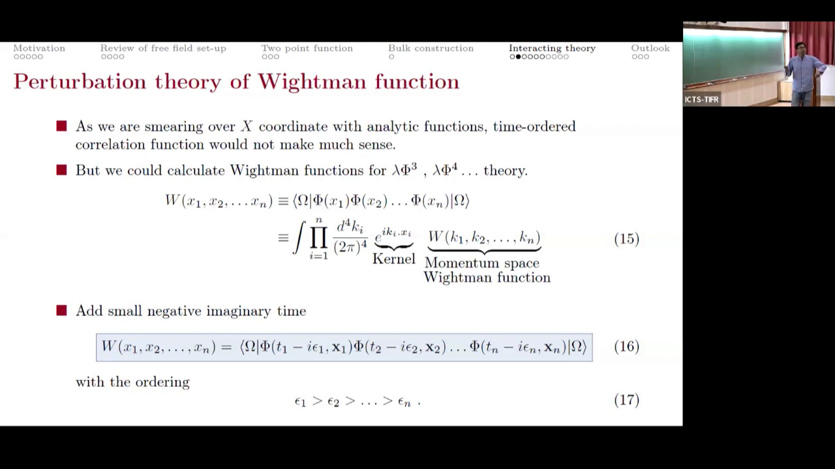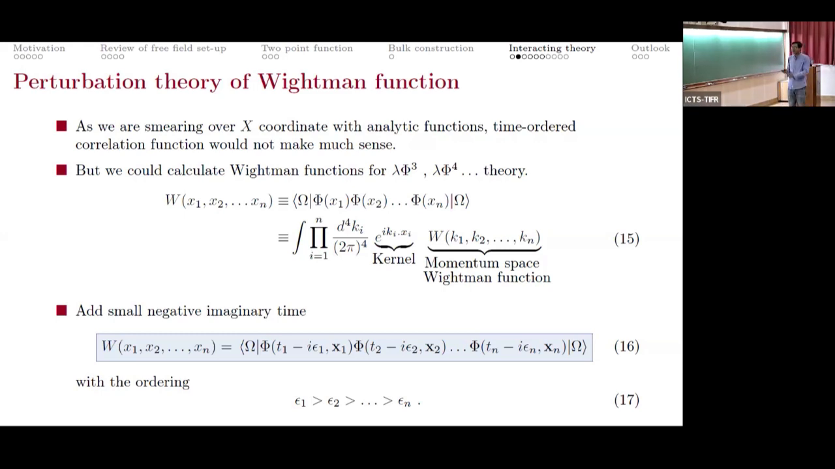Okay, so now we'll change the language a bit. As we are smearing over this x coordinate with some analytic function, and in the usual interacting QFT we studied time-ordered correlation functions, but the time-ordered correlation function has a theta function, and that does not respect this analyticity property. So the time-ordered n-point functions are not very good to study in this scenario. We can choose other things, which are the Wightman functions. So what are Wightman functions?